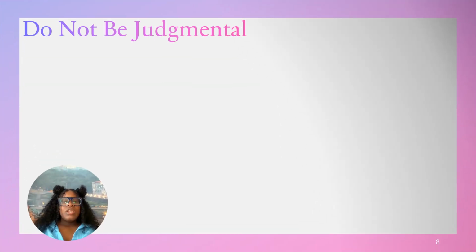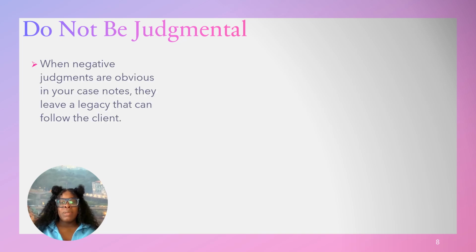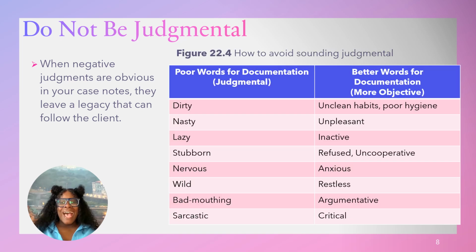Case managers should also refrain from being judgmental in their notes. Notes follow the client and can lead to the client being prejudged before a person even talks to them. Figure 22.4 has a list of words that sound judgmental and a substitute that is more objective. Let's say we're dealing with a client who has expressed that they may be depressed. Upon meeting the client, we notice that they don't smell the best and their clothes are not well kept. Instead of stating that the client is dirty, we may state in our documentation that the client had poor hygiene or unclean habits. Let's take another look at an example.